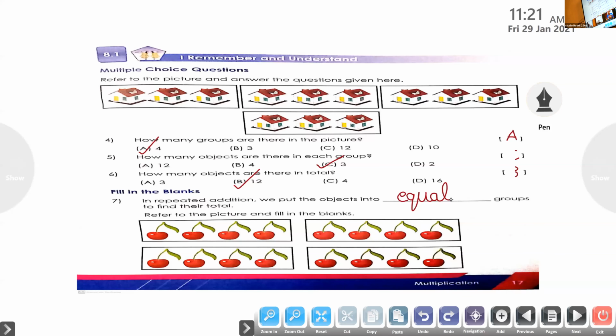Sarah, sit on the chair. Yes. Okay. Now, next one. Some groups are there, some apples are there. The questions are given on the next page. So take page number 18.